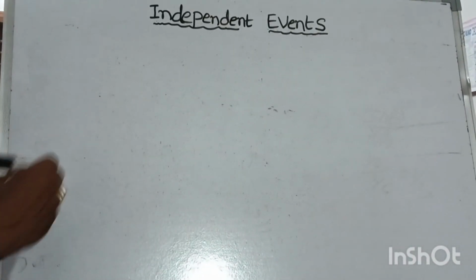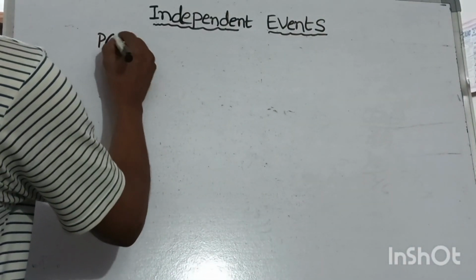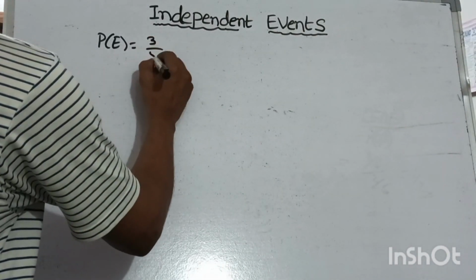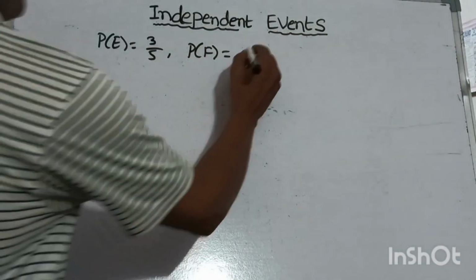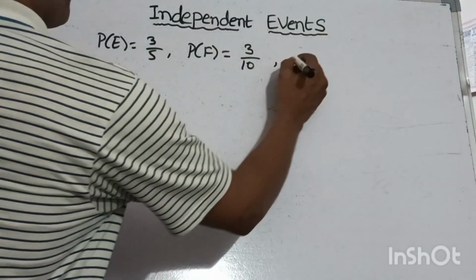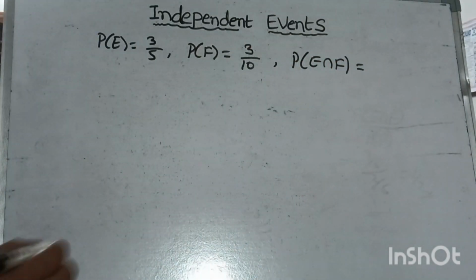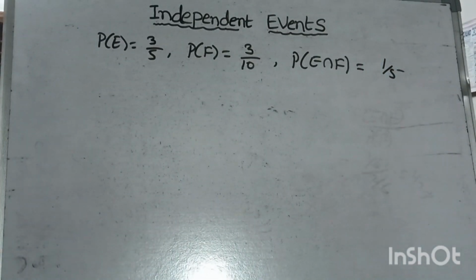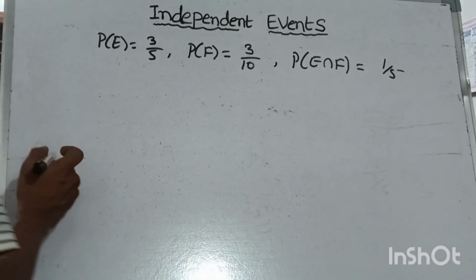Next problem. Let E and F be two events with probability of E is 3 by 5, probability of F is 3 by 10, and probability of E intersection F is 1 by 5. The question is, are E and F independent events?